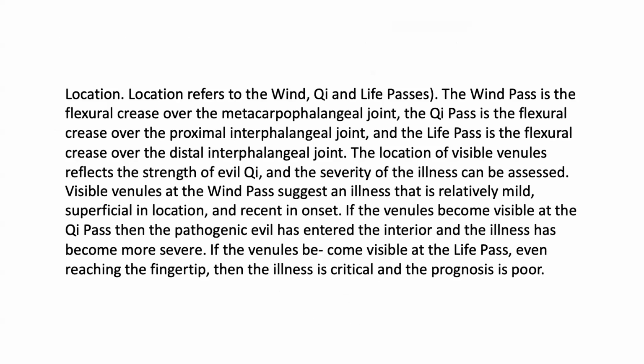Location refers to the wind, qi, and life passes. The wind pass is the flexural crease over the metacarpophalangeal joint. The qi pass is the flexural crease over the proximal interphalangeal joint, and the life pass is the flexural crease over the distal interphalangeal joint. The location of visible venules reflects the strength of evil qi, and the severity of the illness can be assessed.